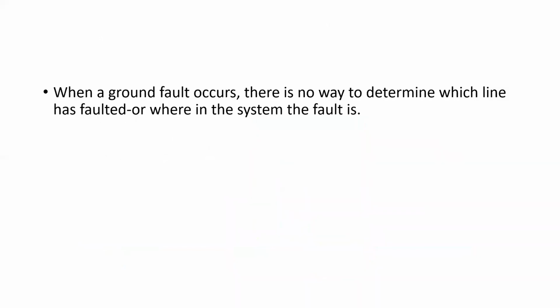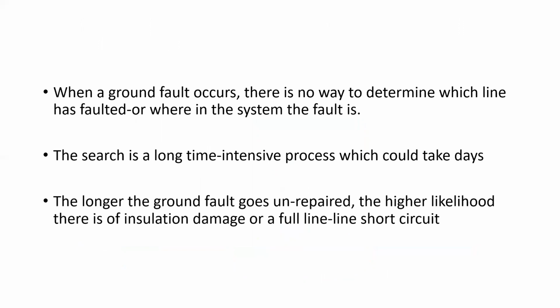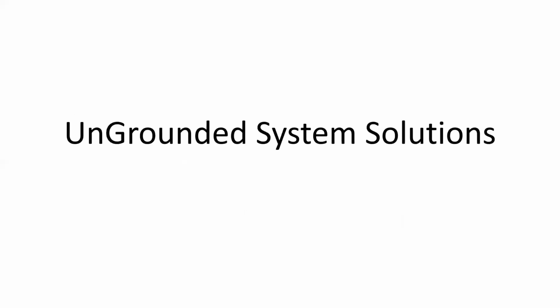Now, when a ground fault occurs, there's no way to determine which line has faulted or where in the system the fault is. The search could be a long, time-intensive process that could take days. The longer the ground fault goes unrepaired, the higher the likelihood of insulation damage or a full line-to-line short circuit. And because of that, we need to have some additional tools built into the system to assist.